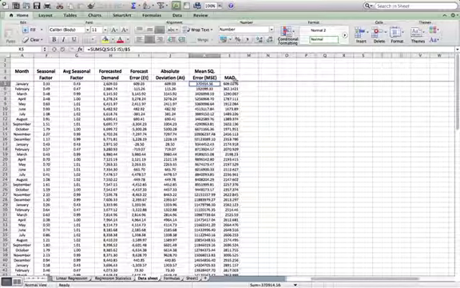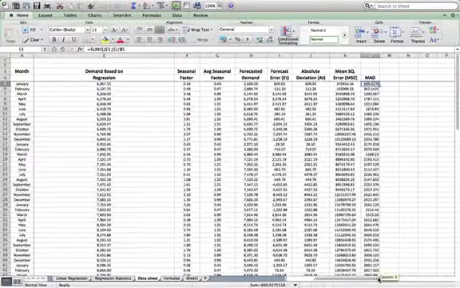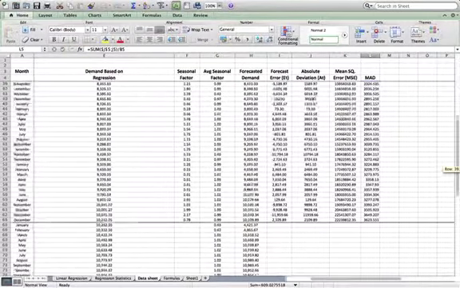Then finally, the MAD, which is just $5 colon J5, which is the absolute deviation, divided by B5, which is the period, gives us the MAD, and I copied those cells down as well.